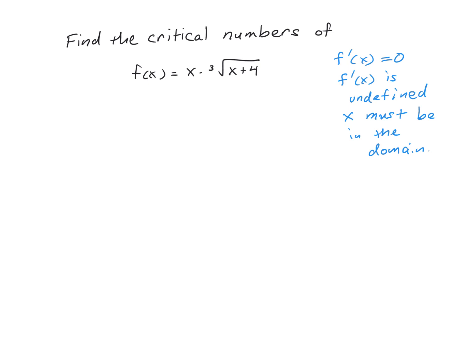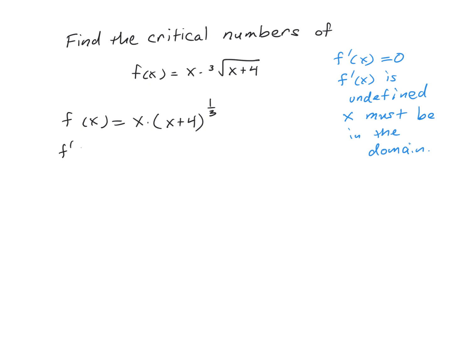Whenever we find our values that are potentially critical. All right, so the first step of this problem is to find its derivative, and in doing so, it is very helpful to write it using rational notation. So let's rewrite that as x plus 4 to the 1/3 power. And again, that's not f prime, that is f of x.